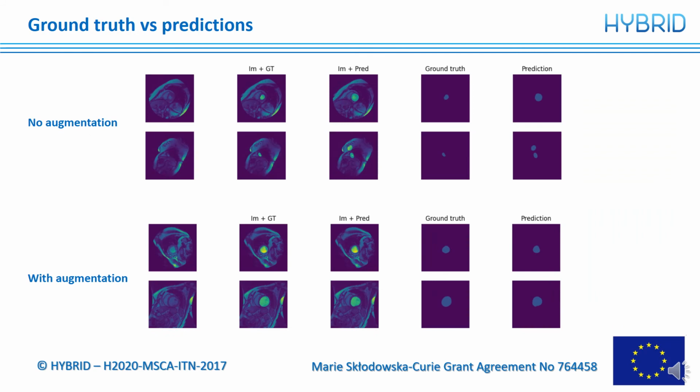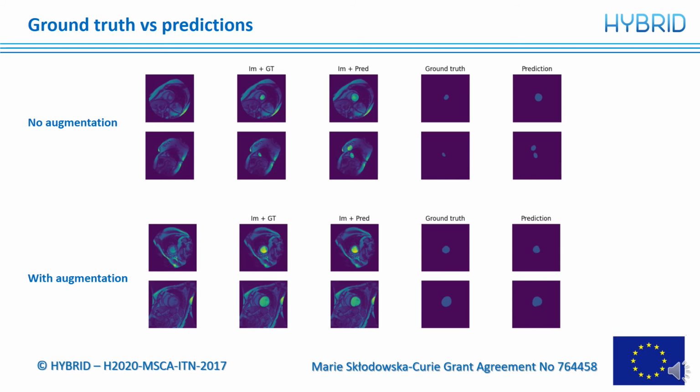So here we have some results. Our first results compare ground truth versus predictions. Above we can see with no augmentation, and below with augmentation, that means using this rotation for the training part. And we can see that the accuracy, that means how similar the ground truth mask and the predictions are, is less with no augmentation than using these random rotations.